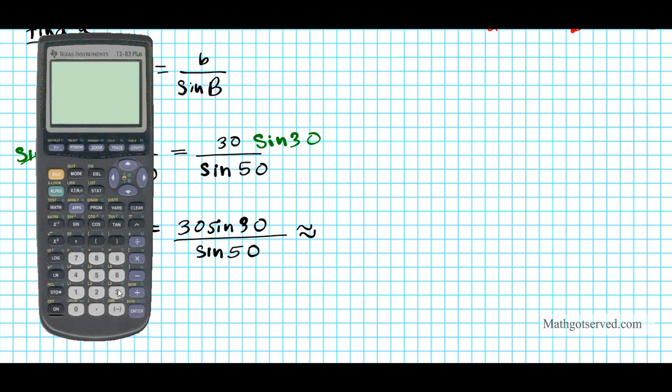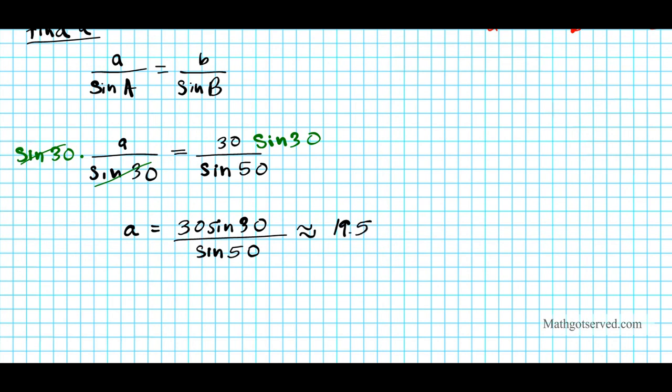So we're going to do parenthesis 30 sine 30, close that, divided by sine 50. I have only one argument in the denominator, so I'm going to put parentheses. Enter. 19.58 to two decimal places, so it's approximately 19.58. So little a is approximately 19.58.